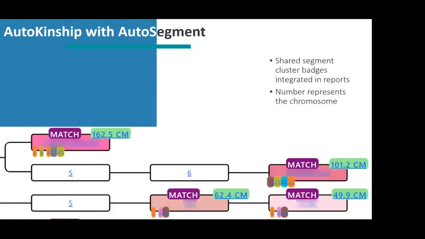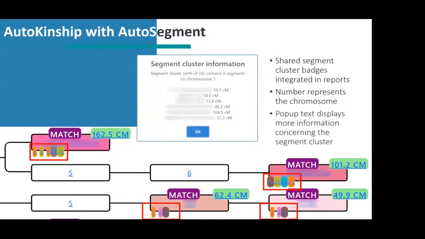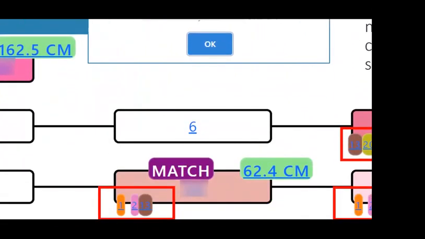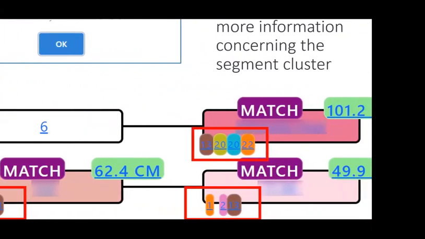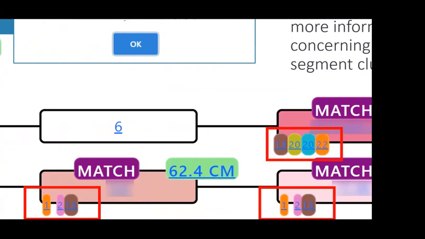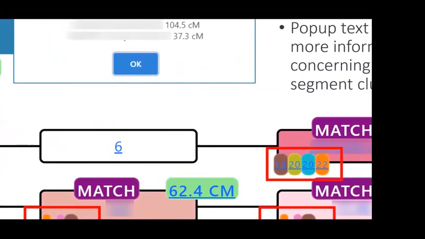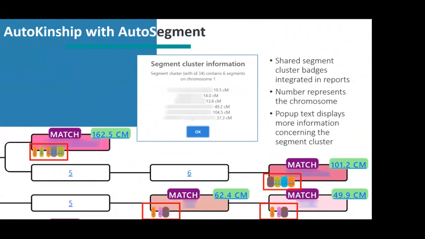So the colored segment cluster badges are clearer in this visualization, and the number that you're seeing in each of those badges represents the chromosome. If you click on the pop-up text, you will see more information concerning the individual segments from this particular segment cluster. So the nice thing about these segment badges is that you can really follow the segments that are linked to matches in your cluster. So if you go to this particular match, which is the parent of the match next to it, you can see that the same segments have been inherited by the child. And these examples are quite interesting. So you can really follow the inheritance path of different segments of this particular cluster, which can be quite interesting.